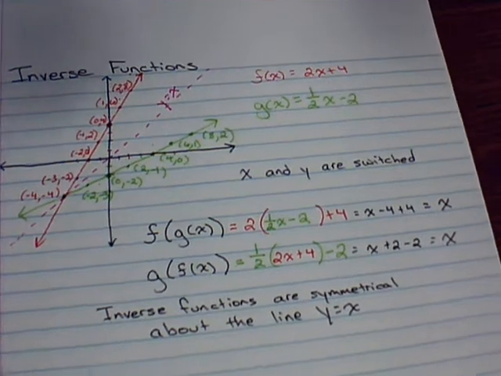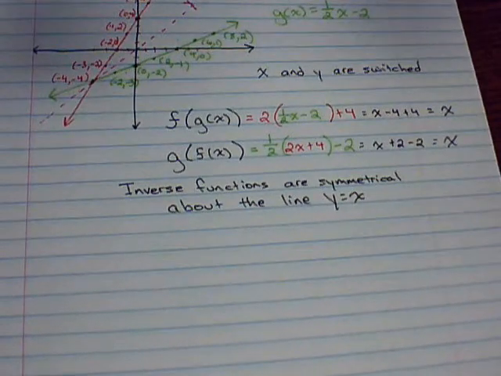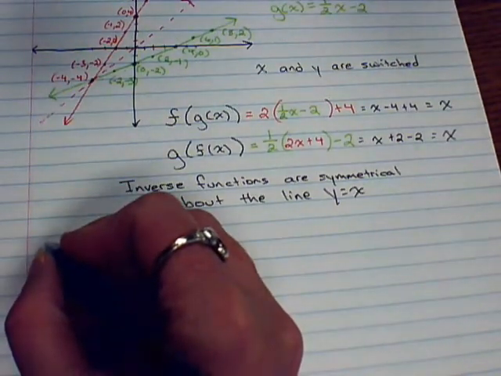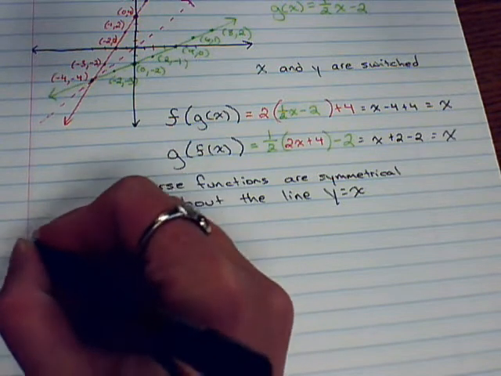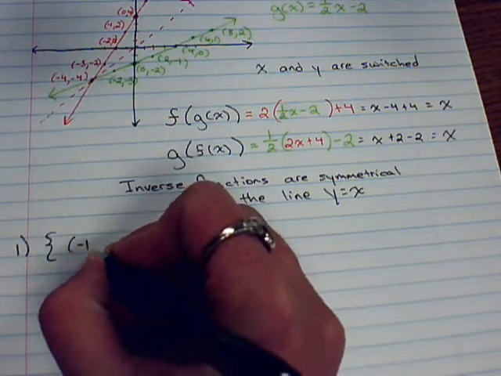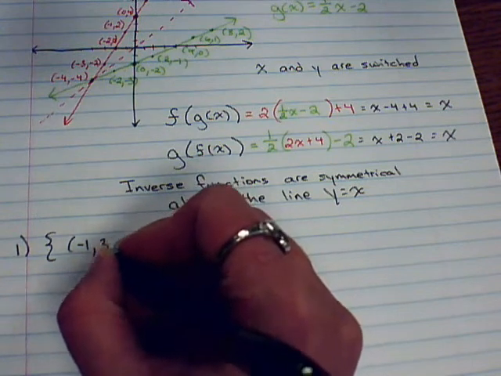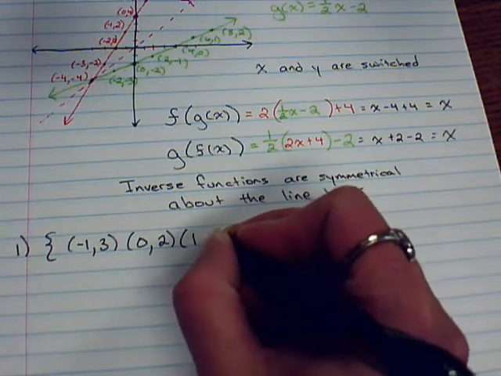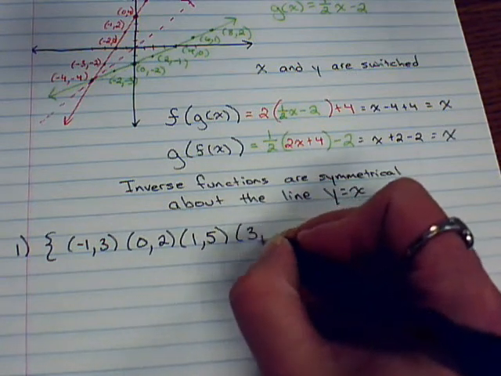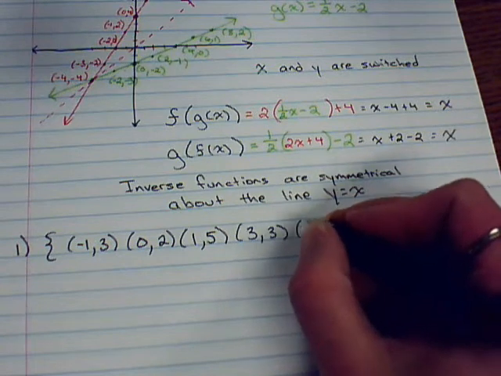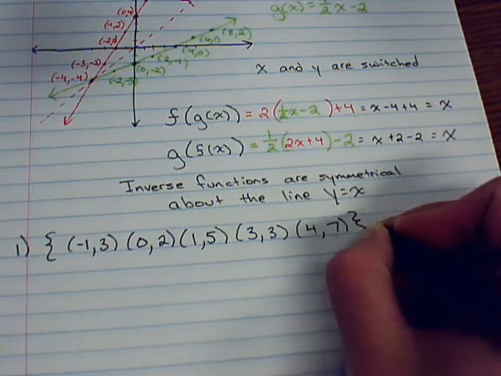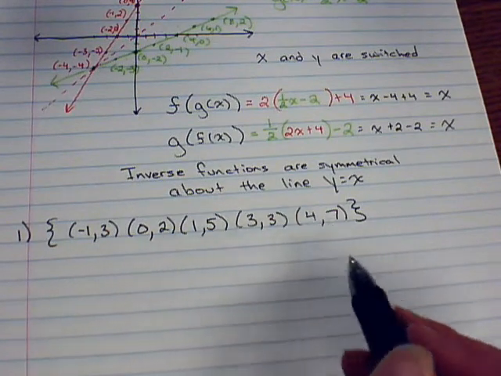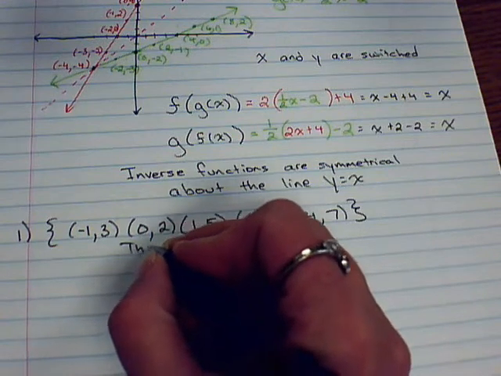So let's look at some examples of how we can find inverse functions. Let's look at just when we have a set of points first. If I have -1, 3, 0, 2, 1, 5, 3, 3, and 4, 7. Is this original a function? If we look at our x values, none of them are repeated, so this is a function.